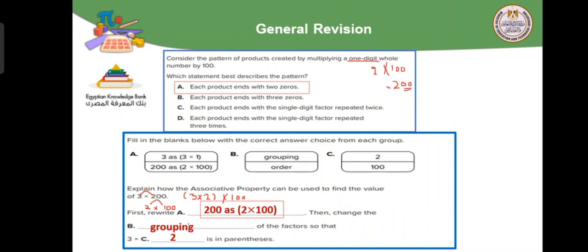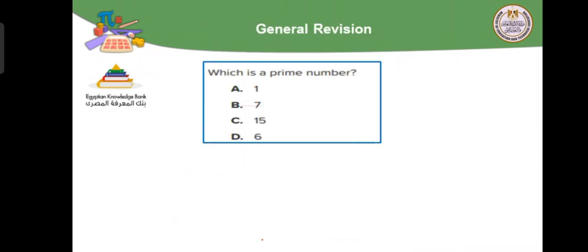Okay, grouping for what? For grouping of factors, so that 3 by C. Which C? 100 or 2? 3 by 2 is in parentheses. Okay, the correct answer here is 7.